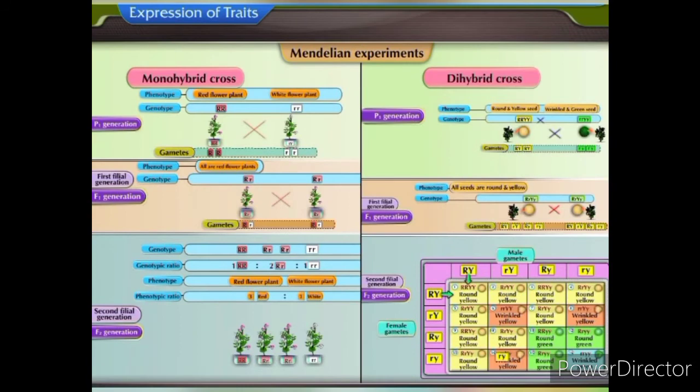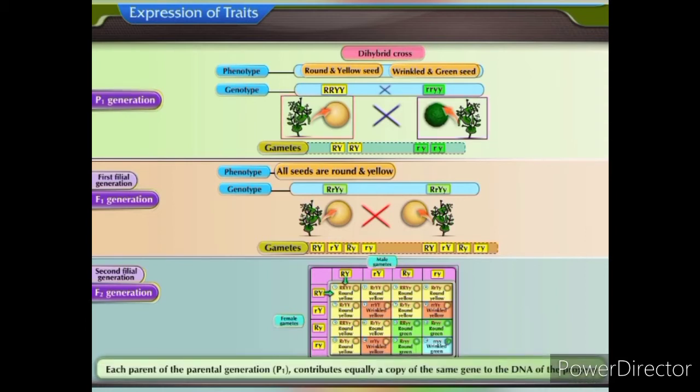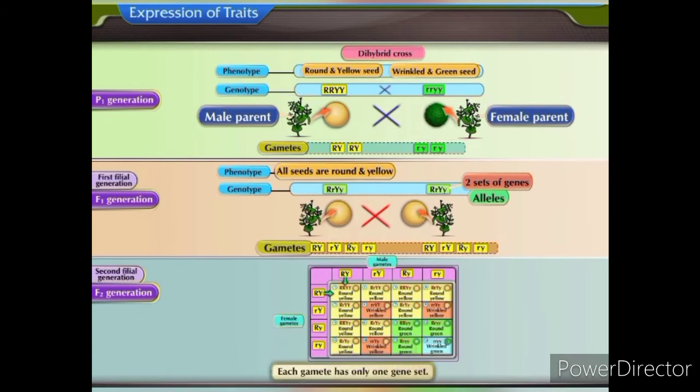The Mendelian experiment suggests that during sexual reproduction, fusion of gametes takes place. Each parent of the parental generation, the P1 generation, contributes equally a copy of the same gene to the DNA of the progeny. Each pea plant thus has two sets of every gene called alleles, one received from the male parent and the other from the female parent. But each gamete, however, has only one gene set. Let us now understand the mechanism by which the germ cells make a single set of genes from the two sets received from the parents.